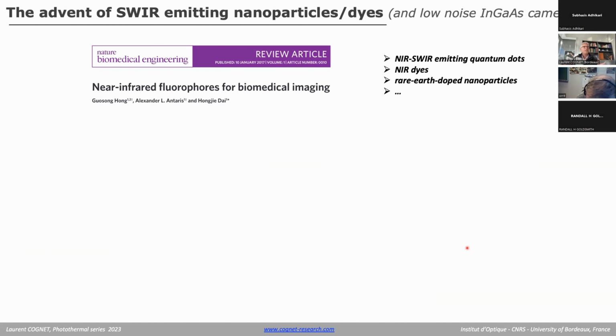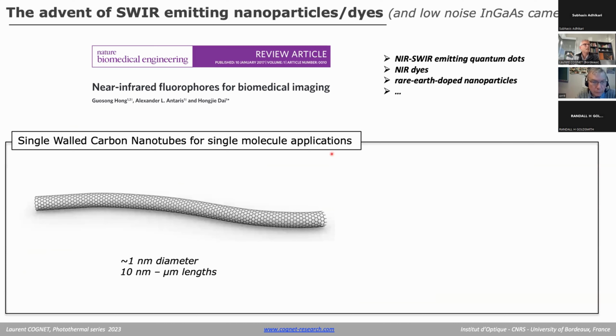So in the world, I would say, of SWIR emitting particles, you know that in biology, people are very motivated to generate new types of fluorophores in the infrared, and I list a few of them here. And this nice review by the group of Hongjie Dai, which is a bit dated now, but still valid. I want to introduce here for you the single-wall carbon nanotubes for single molecule applications.